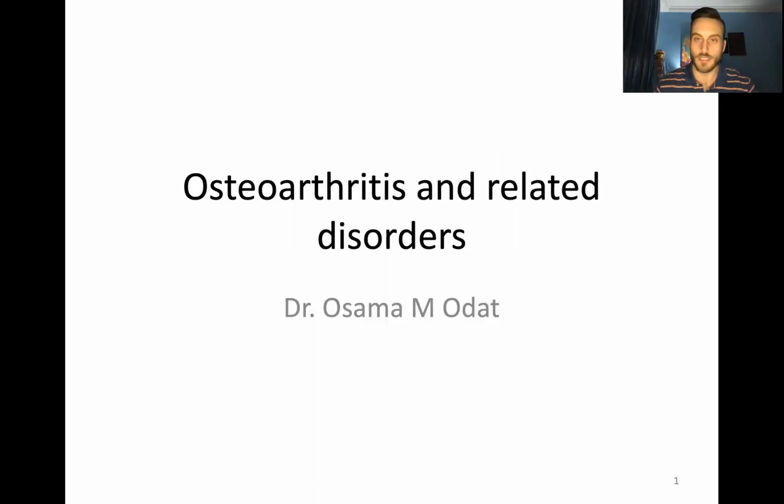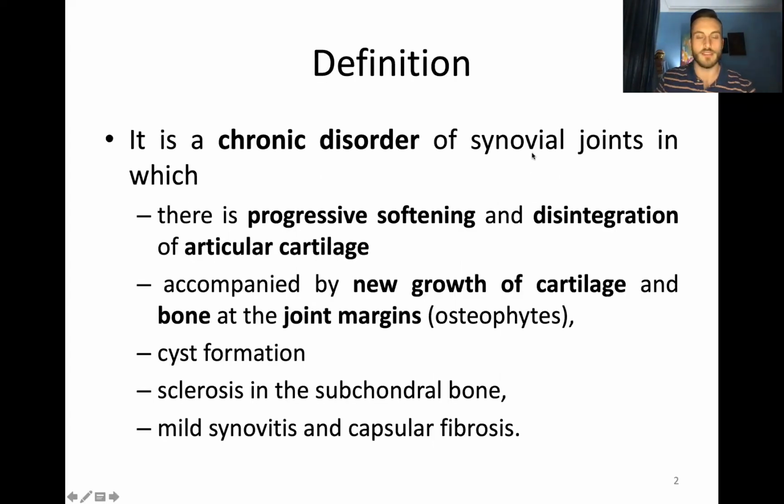So after we're done with the basic trauma lectures, now we're moving to one of the most common complications that we're having in orthopedics after the intra-articular fractures, which is osteoarthritis and the related disorders. So basically, osteoarthritis is usually a chronic disease of synovial joint in which there is progressive softening and disintegration of the articular cartilage. So basically it's a problem for the articular surface, for the cartilage.